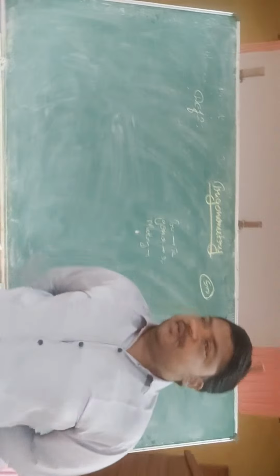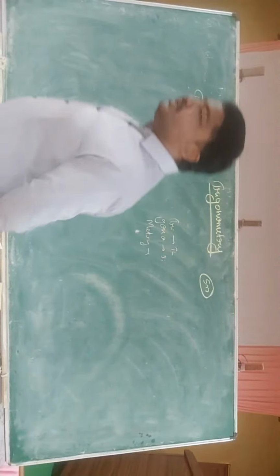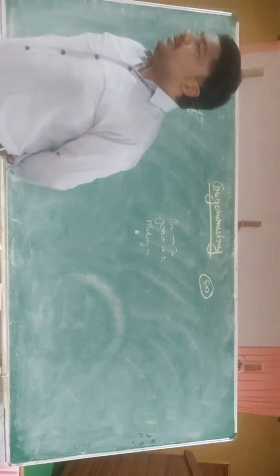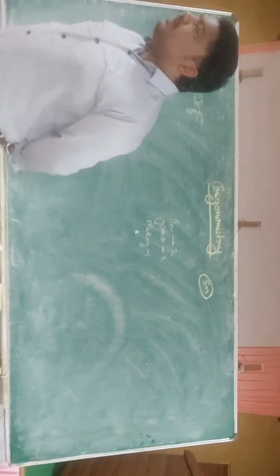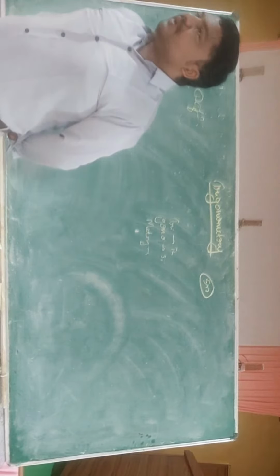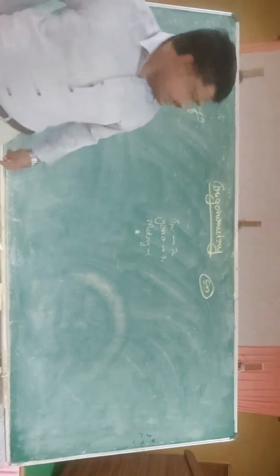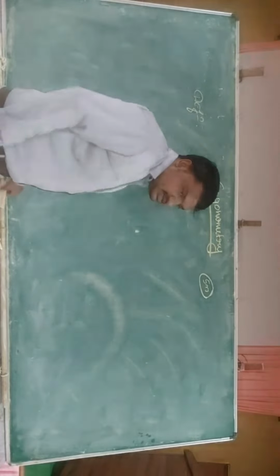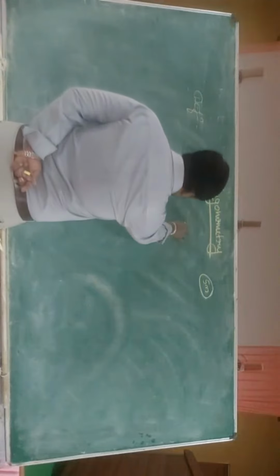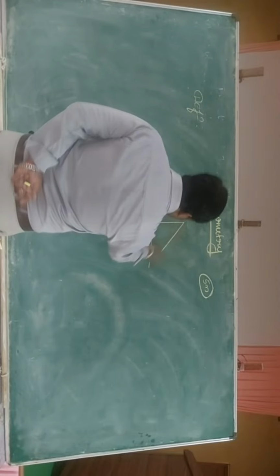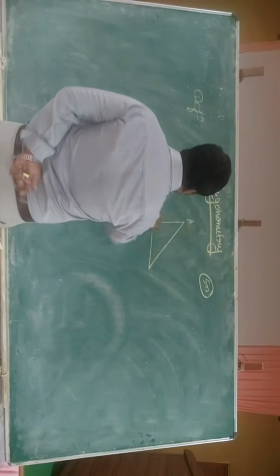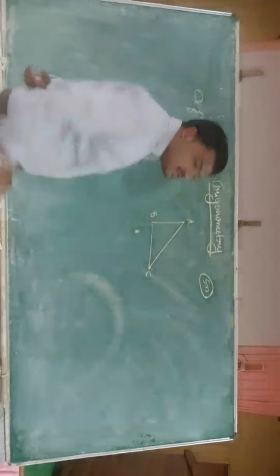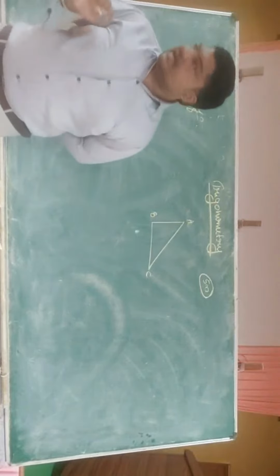Let me repeat again. Trigonometry is a branch of mathematics which deals with the study of the relationship between sides and angles of a triangle. This whole trigonometry depends upon right angles. Whole trigonometry only depends upon right angle triangles. You know right angle triangle. What is the right angle triangle? A triangle in which any one angle measures exactly 90 degrees is called a right angle triangle.